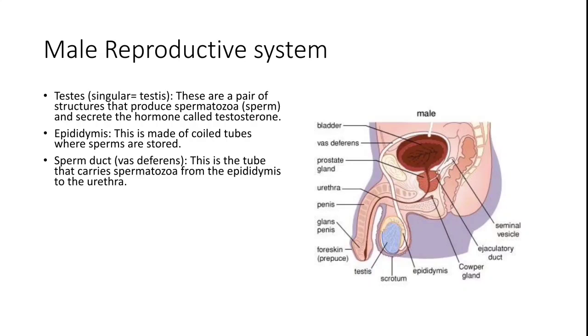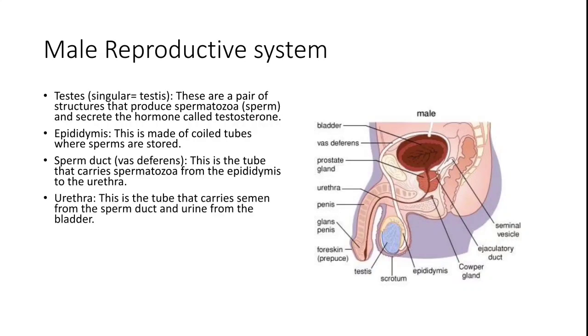The function of the sperm duct or vas deferens is, first of all, it is a tube that carries spermatozoa. It carries the sperms from the epididymis, where they are stored, to the urethra. Okay, so it is just a tube. The sperm duct is a tube that carries sperms from the epididymis to the urethra. Hope we are clear with the function of the vas deferens, also known as sperm duct.